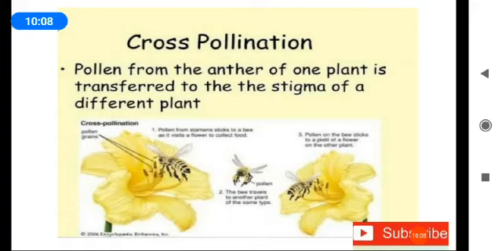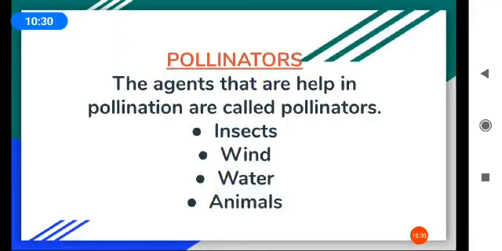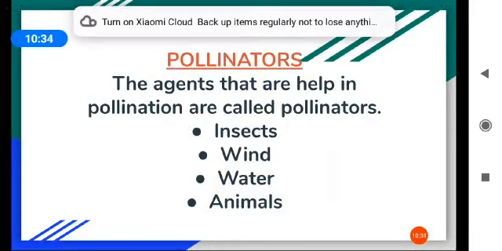Here, two different plants are involved. So the pollen grains from one plant are transferred to the stigma of the flowers in the other plant. So in two different plants, cross-pollination takes place. Some agents help in pollination.